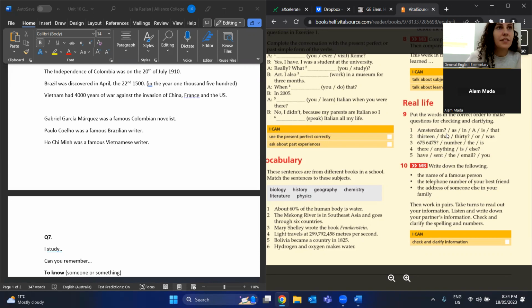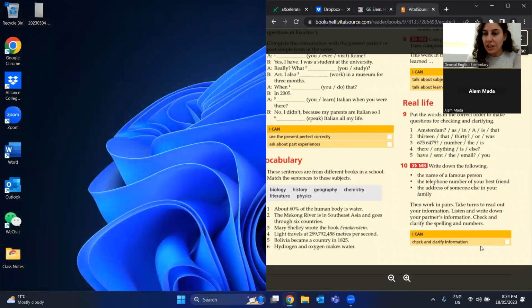So that's how you give your name. If you want to spell out your name or your street address or the name of your country, whatever. So that's what we looked at in Unit 10. Let's jump to Unit 11.